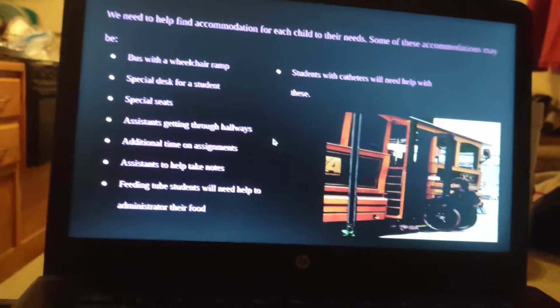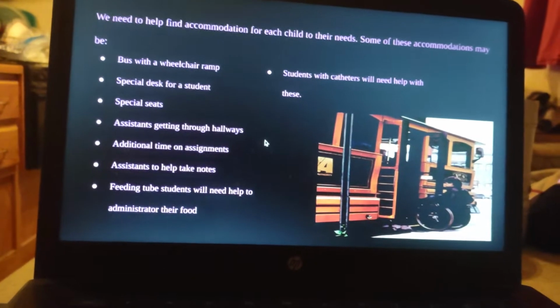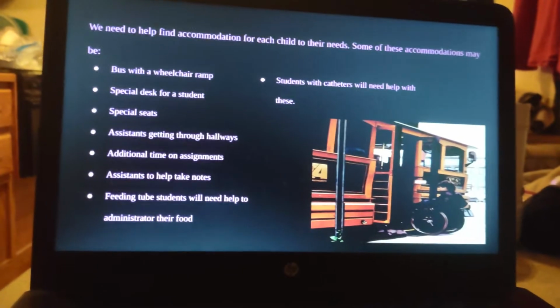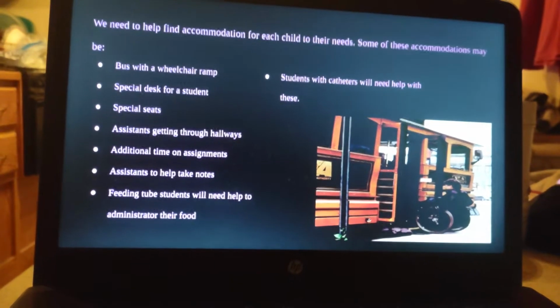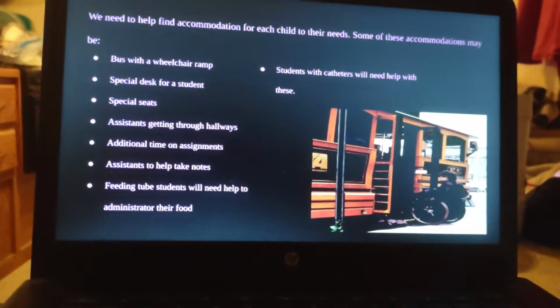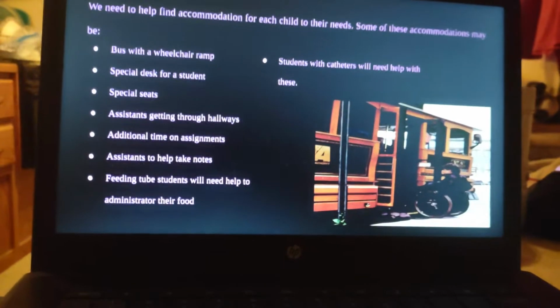Also, the ones in wheelchairs, yes, some of them can get around by themselves, but others can't. Specifically, I have a student in my classroom now who doesn't have the muscles in his arm to be able to maneuver that wheelchair himself. So he has to have it pushed.